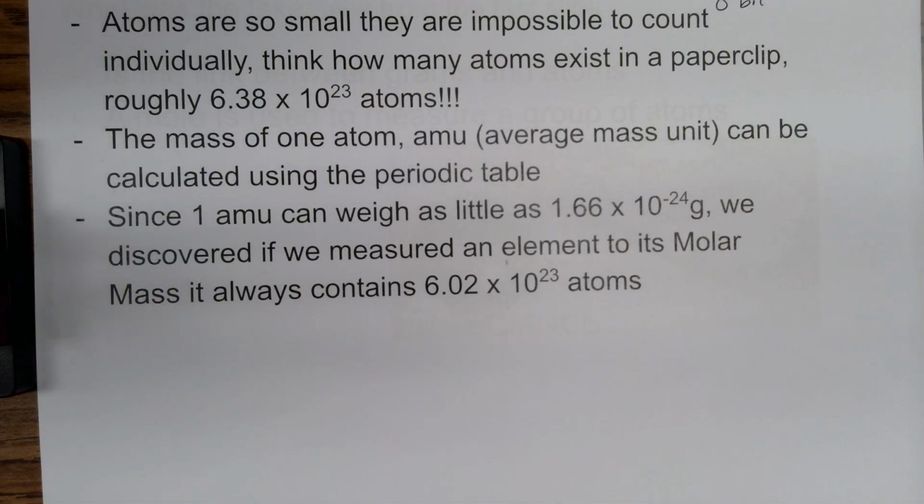Now we break it down and try to measure the mass of just one atom. We're going to get to 1.66 times 10 to the negative 24. So in front of this 1, there are 23 zeros. Incredibly small to measure individually.